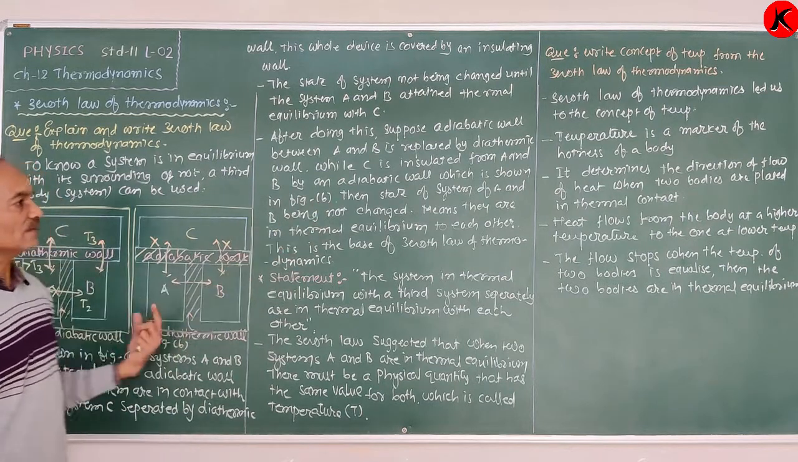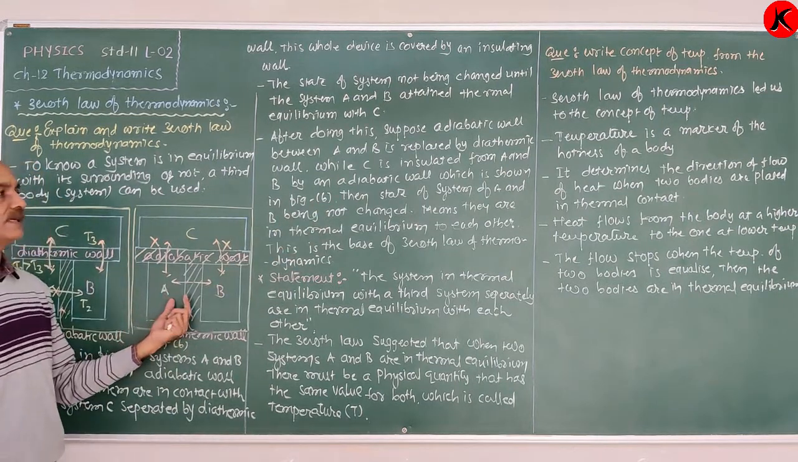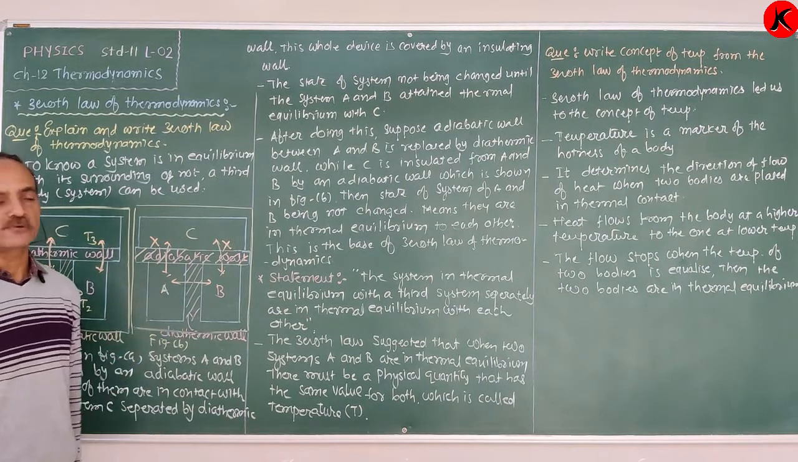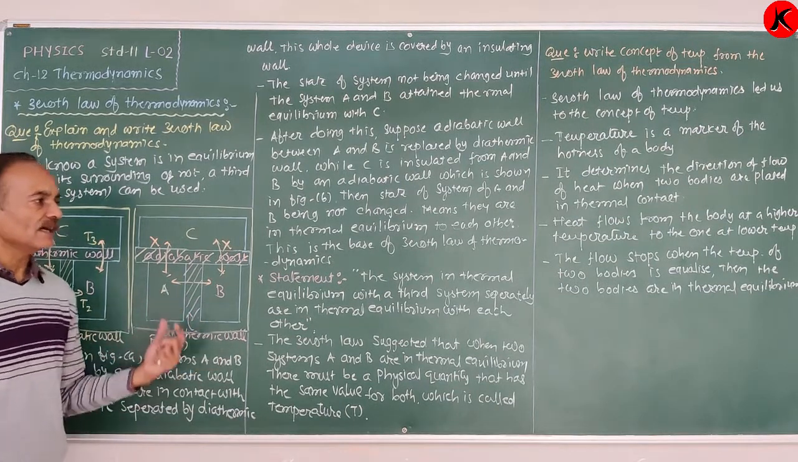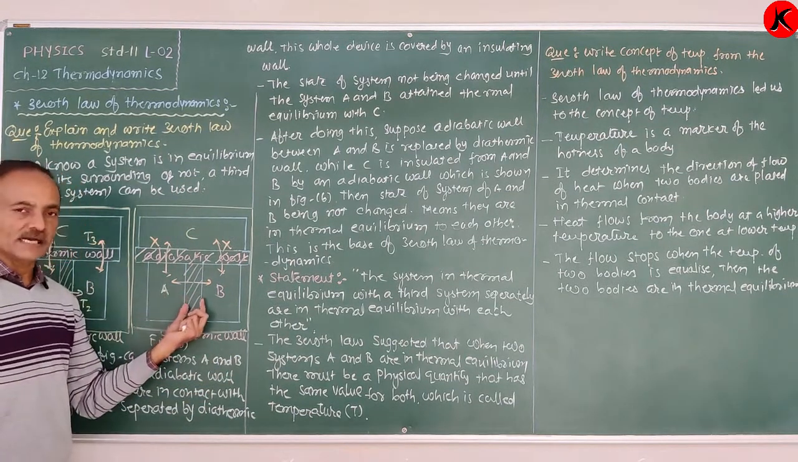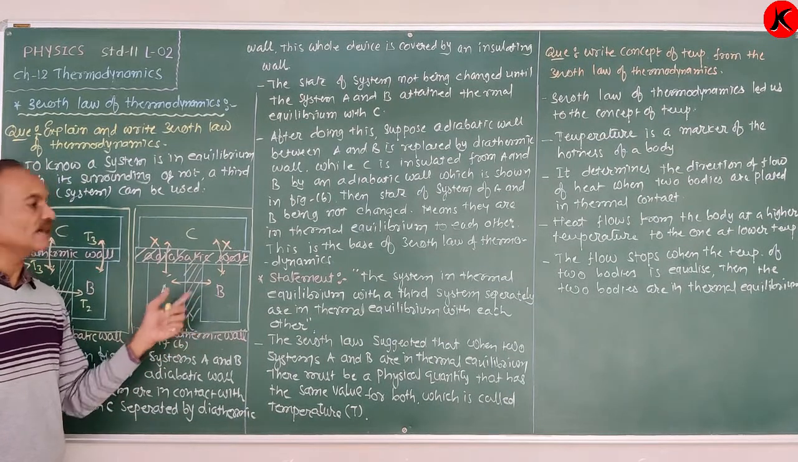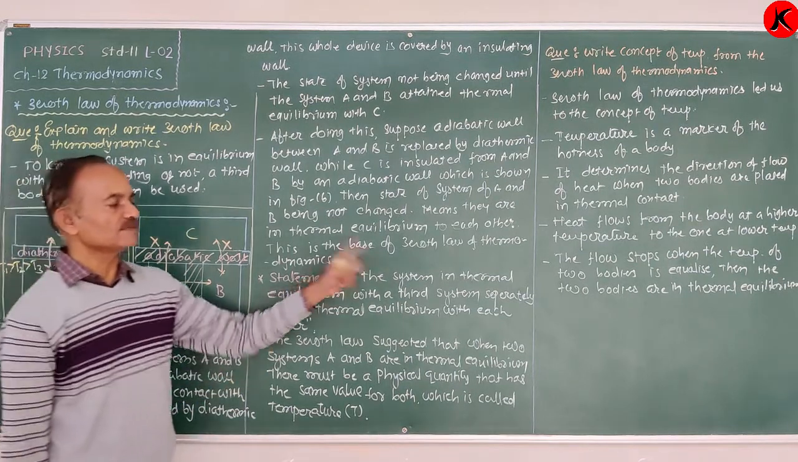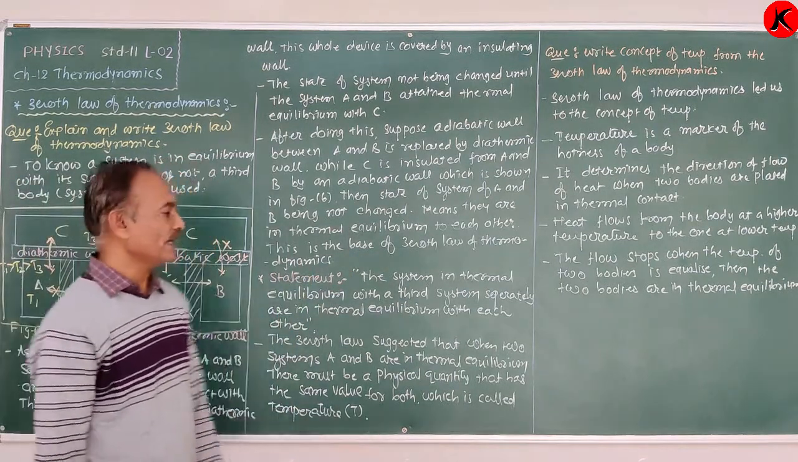Right? Then the state of systems A and B not changing means they are in thermal equilibrium with each other, and this is the basis of the Zeroth Law of Thermodynamics. Here, A and B are in thermal equilibrium with each other, but not with C. So that is the basis of the Zeroth Law of Thermodynamics.